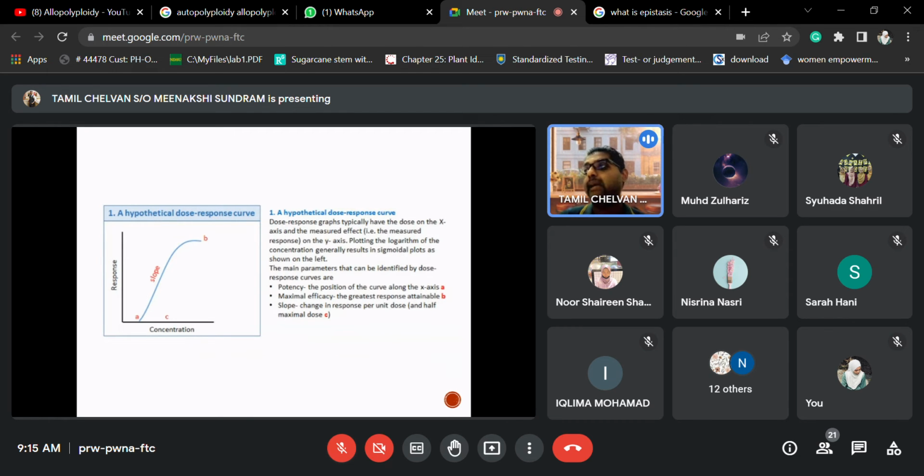Okay, this is a hypothetical dose response curve. Dose response graphs typically have the dose on the x-axis and the measured effect. This is the concentration, and then this is the response. On the y-axis is the response, how the body responds, how the disease responds.